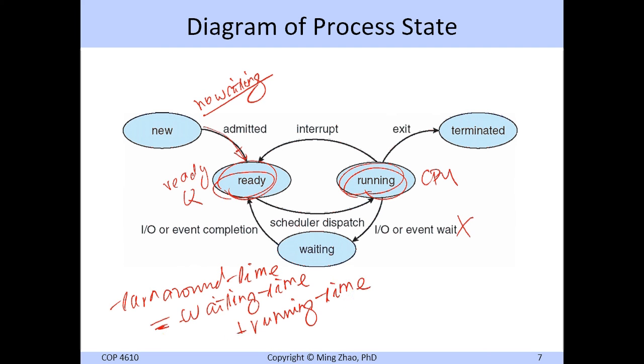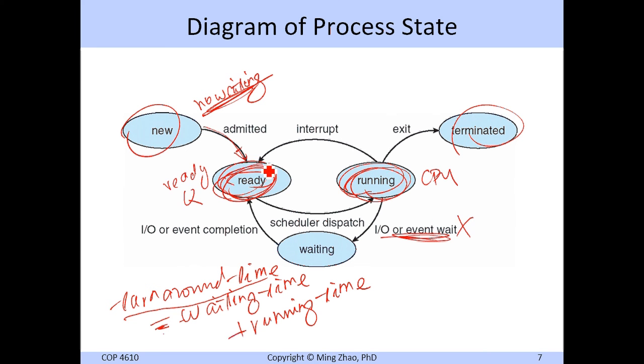So turnaround time, right? Turnaround time is the end-to-end time, starting from the creation to the termination. And we assume there's no waiting here, and there's no waiting here. Then the turnaround time equals exactly the amount of time that the process is waiting on the ready queue plus the amount of time the process spends on the processor.